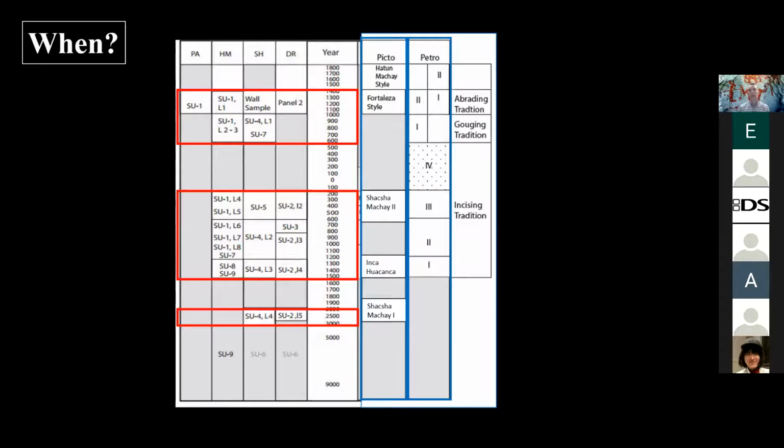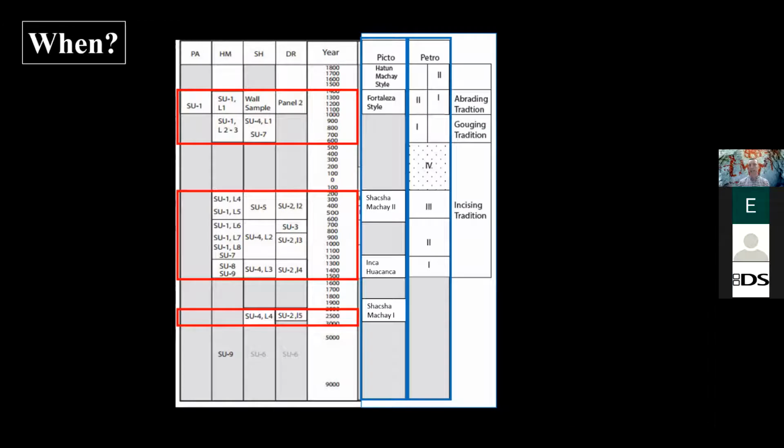Now on the right here, we see our two columns. One says pictographs, the other says petroglyphs. So for the pictographs, I identified 5 pictograph styles: Shaksha Machai 1 and 2, Inca Wakanka, the Fortaleza pictograph style, and the Hatun Machai pictograph style. And for the petroglyphs, I identified 3 traditions. One is the incising tradition, 1, 2, and 3, a possible 4th. I'm not sure if it exists or not. That's why it's in dots. And then we have a gouging tradition and an abrading tradition.